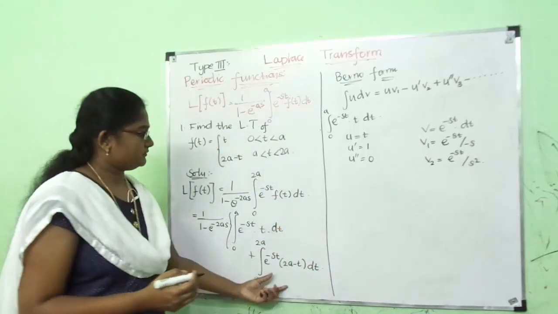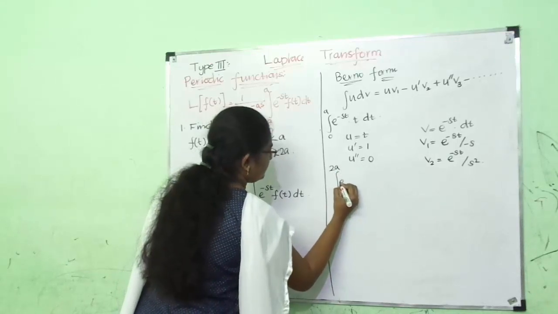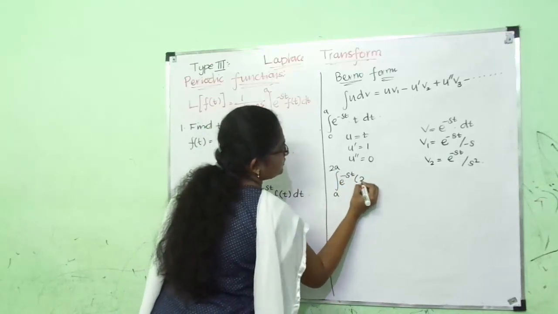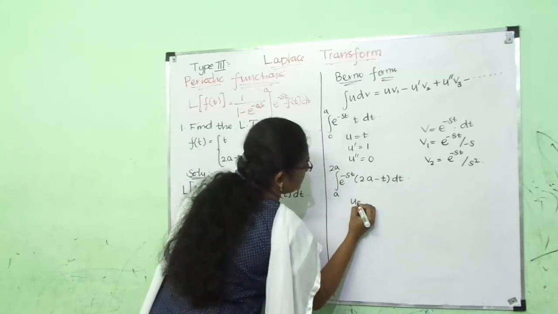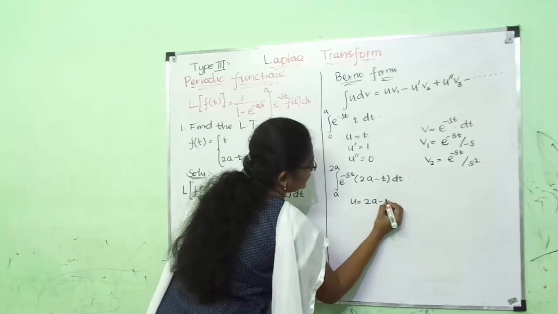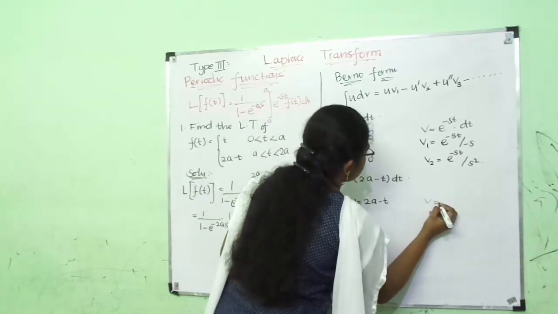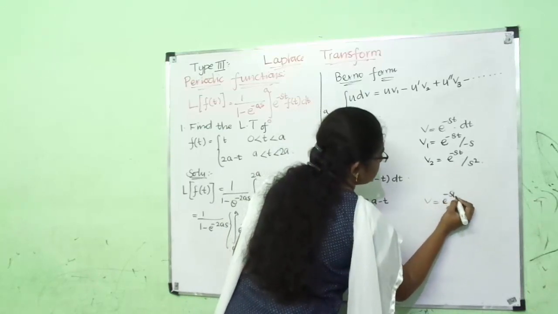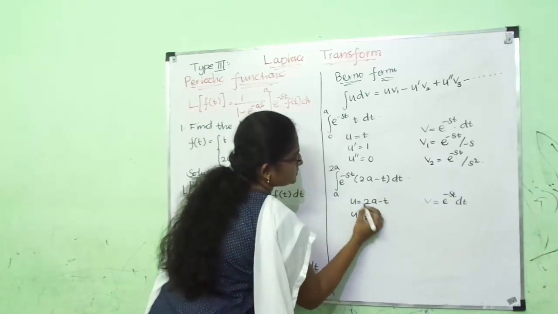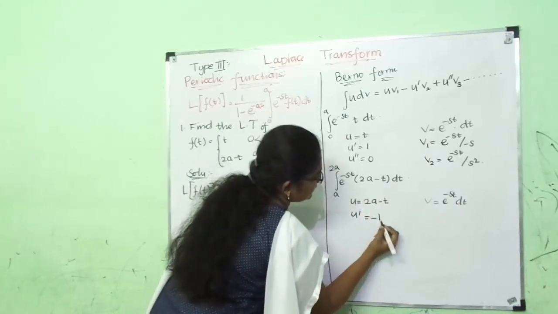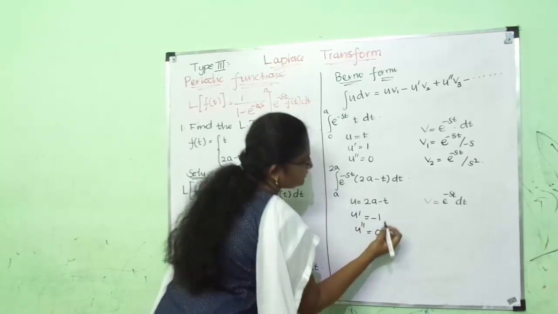The next integration we are going to take, that is integration of a to 2a, e power minus st into (2a minus t) dt. Here also we are going to take the variable as the differentiating value. u is equal to 2a minus t, and v is equal to e power minus st dt. Now u dash will be, this is a constant so it will become 0, minus t is minus 1, u double dash, that is differentiating the second order, you will get 0.